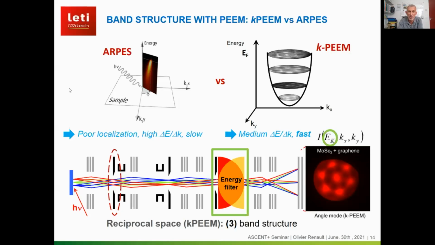In PEEM, what you are basically doing is analyzing the whole set of angles at a particular energy. So it is very fast. But it provides an energy and momentum resolution which is slightly degraded compared to ARPES.